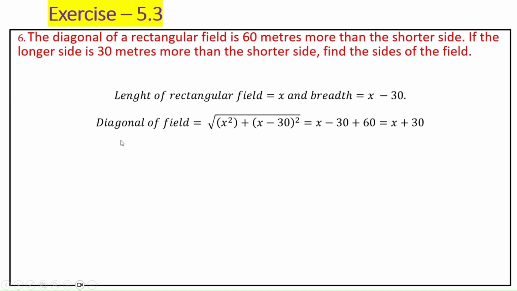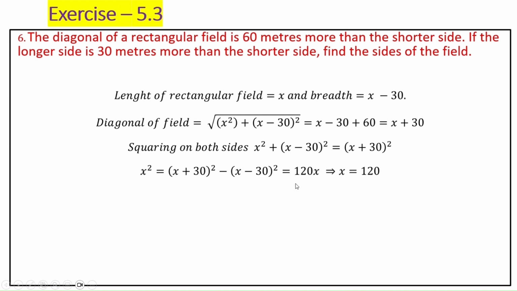Diagonal of the field is square root of x square plus x minus 30 whole square, which is equal to x minus 30 plus 60, that is equal to x plus 30. Squaring on both sides, what we will get is this one. Then x square equal to 120x, and x is equal to 120. So length of the field is 120 and breadth of the field is 90 meters.